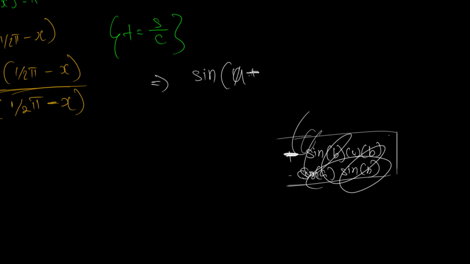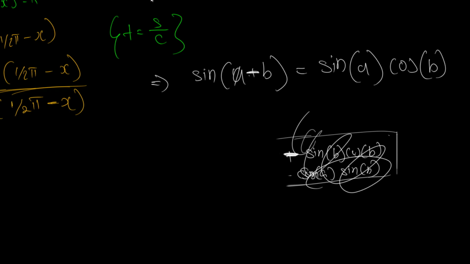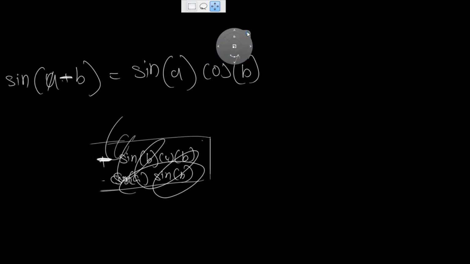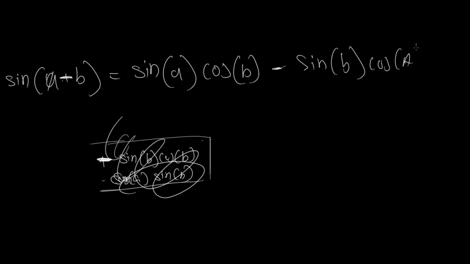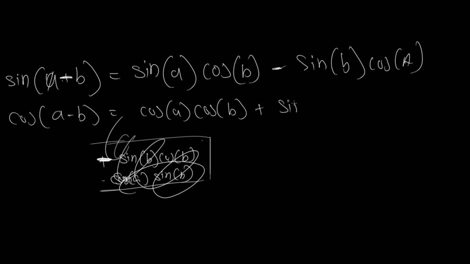Sine A minus B is the same as sine A multiplied by cos B minus sine B multiplied by cos A, and cos A minus B is the same as cos A multiplied by cos B plus sine A multiplied by sine B.